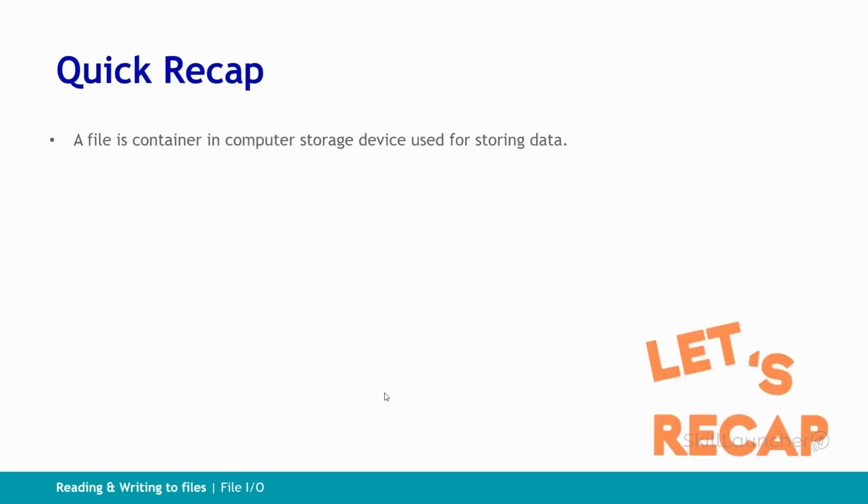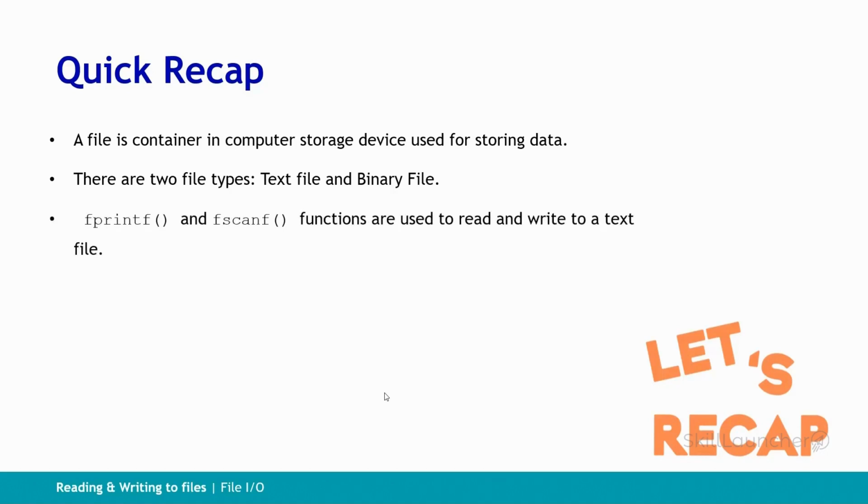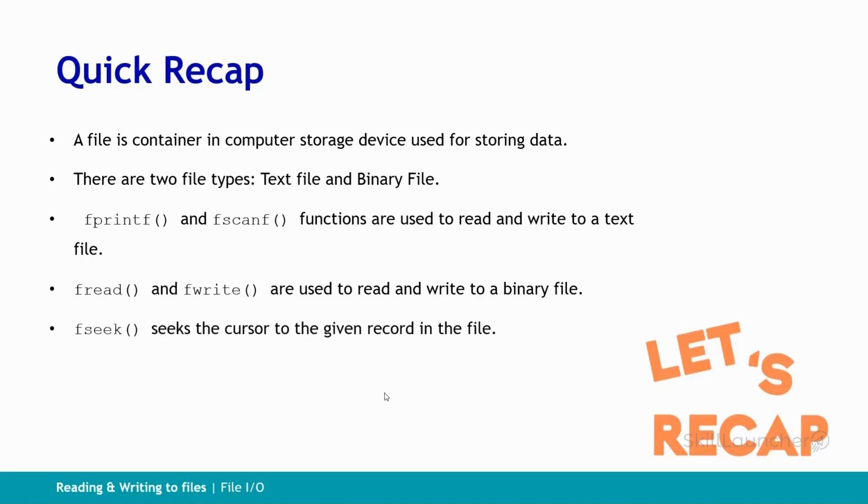Let's have a quick recap. A file is a container in a computer storage device which is used for storing data. There are 2 file types, text file and binary file. Now fprintf and fscanf are used to read and write to a text file specifically. Similarly, fread and fwrite are the operations used to read and write to a binary file, which take 4 parameters: the address of data, size of the data, number of the data, and pointer to the file. Now fseek is the function that seeks the cursor to the given record in the file, where we need to seek some particular record from the file.